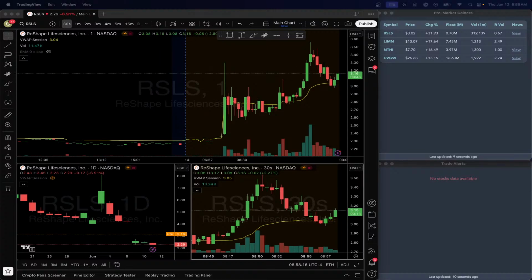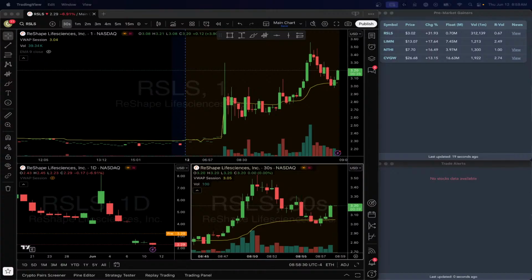Yeah, RSLS looks like it wants to bounce. It came back down to the VWAP. Looks like it could bounce. We don't know. We got volume coming in a little bit.